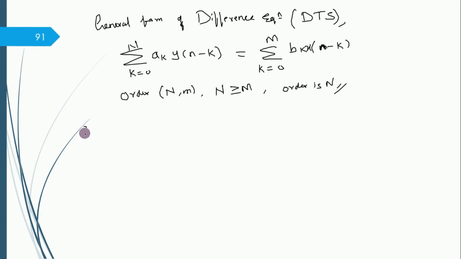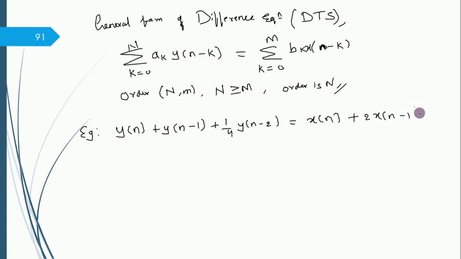The example for difference equation goes like this. The last one: y of n plus y of n minus 1 plus 1 by 4 y of n minus 2. This is equal to x of n plus 2 into x of n minus 1.